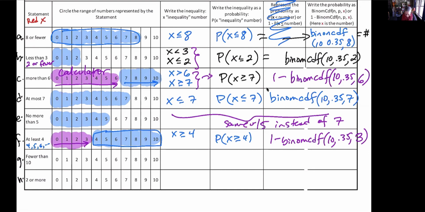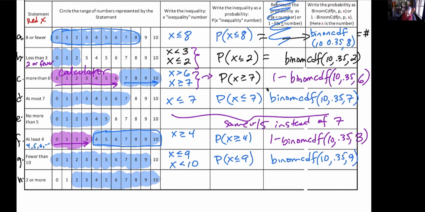Fewer than 10. Fewer than 10 does not include 10, so that's 9 and below. So my inequality then is X is less than or equal to 9. Or I can write it as X is strictly less than 10. So again, for the less thans, I like to include the number, and then that's going to be a binomcdf 10, .35, and 9.